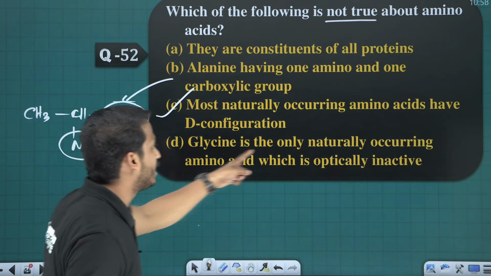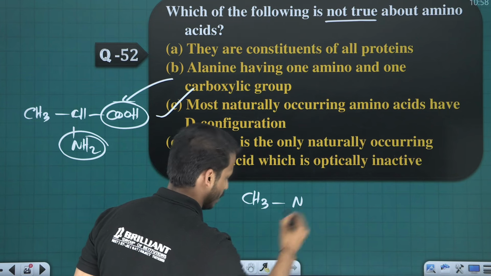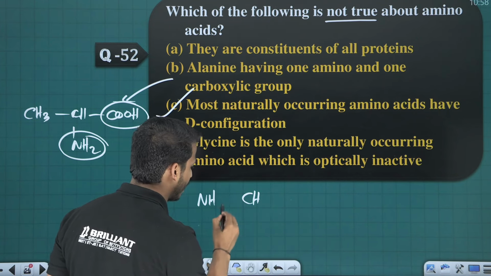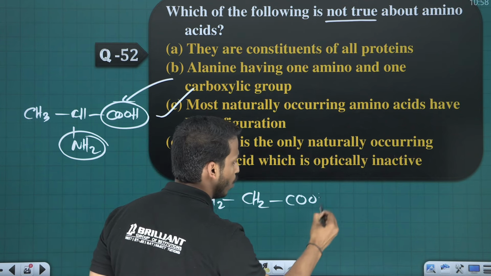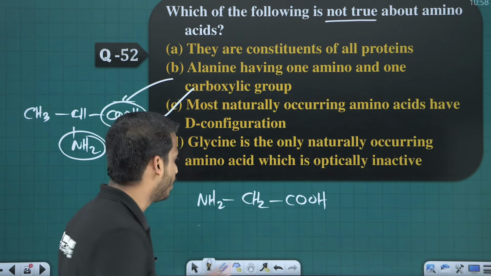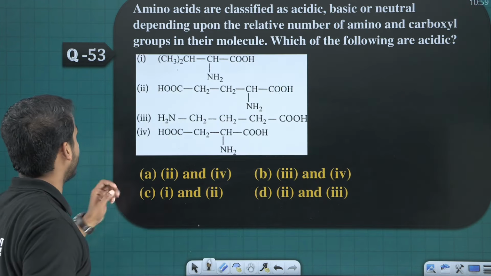Now, glycine is the only one, do you know the glycine structure? The structure of glycine is NH2, CH2, COOH. Glycine is the only one that is optically inactive because there is no chiral carbon in glycine. Ready? So the answer is C.